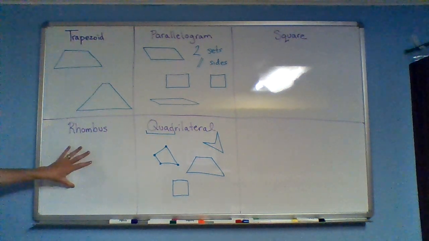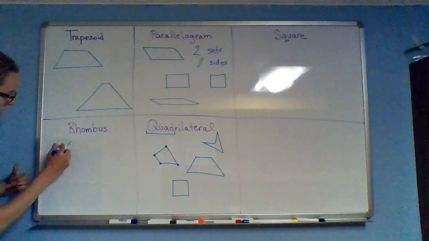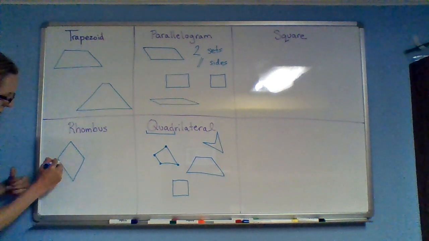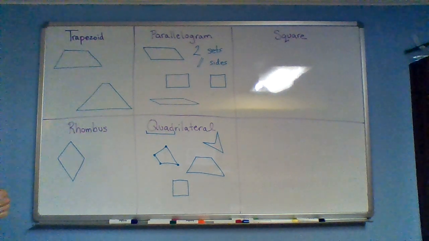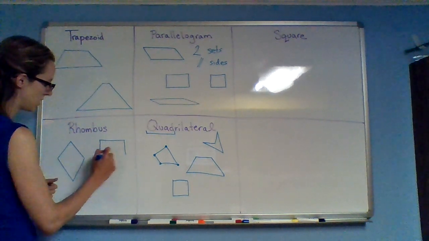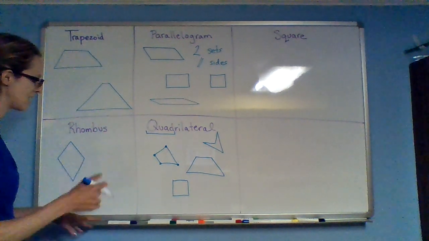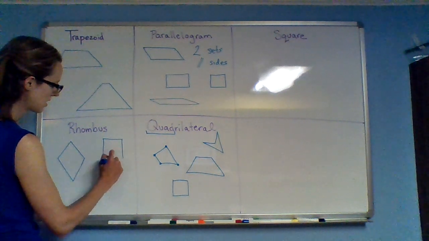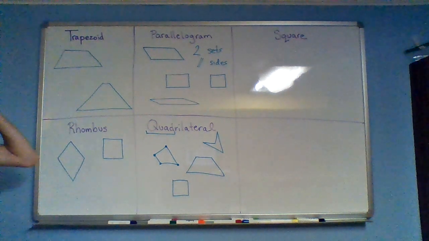When I get to a rhombus, I'm getting even more specific because in a rhombus, all four sides have to be of equal length. So not only are the sides parallel to each other, they are now of equal length. A rectangle is not an example of a rhombus because the sides aren't of equal length. A square is a special example of a rhombus because all four sides are of equal length.